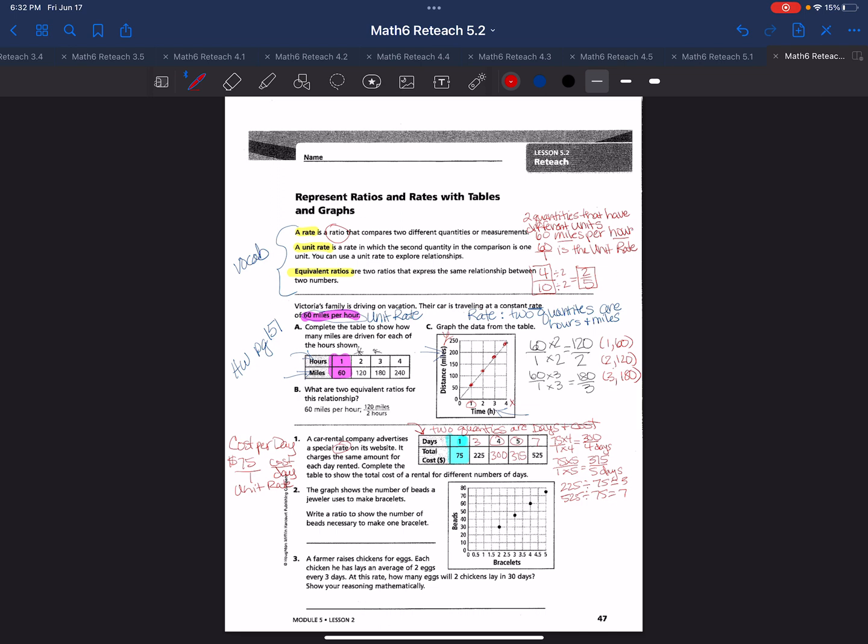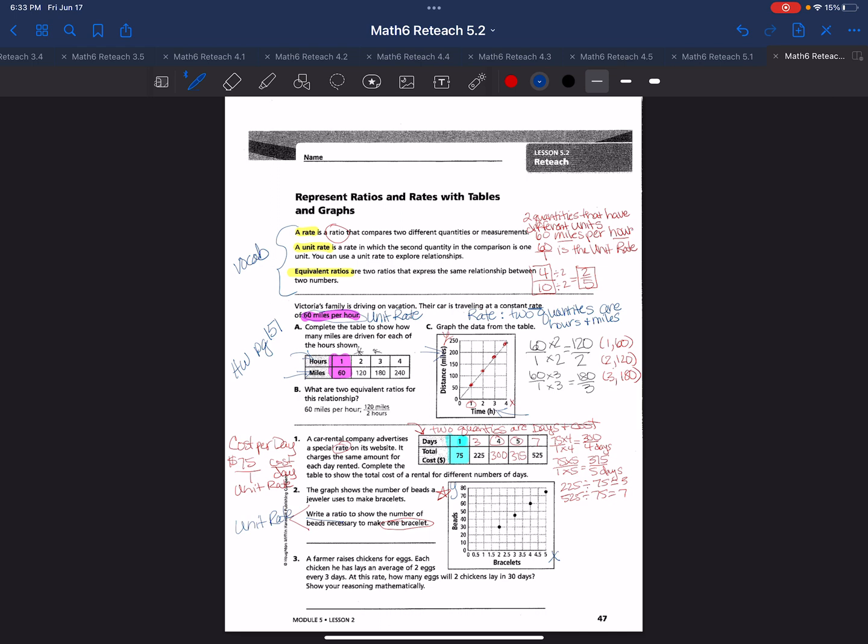The graph shows the number of beads a jeweler uses to make bracelets. So now we are on this one. We are on the graph. Write a ratio to show the number of beads necessary to make 1 bracelet. So if I'm writing a ratio for 1 bracelet, I need to find the unit rate because it means out of 1. And if I look here on my graph, here's your X, here's your Y. The 2 quantities are bracelets to beads.